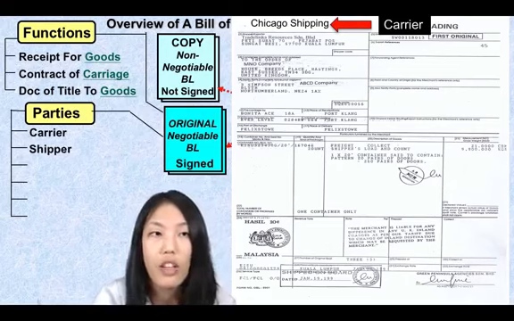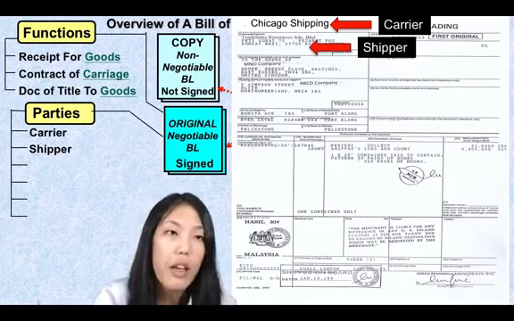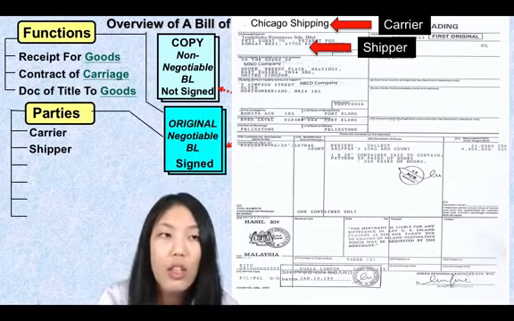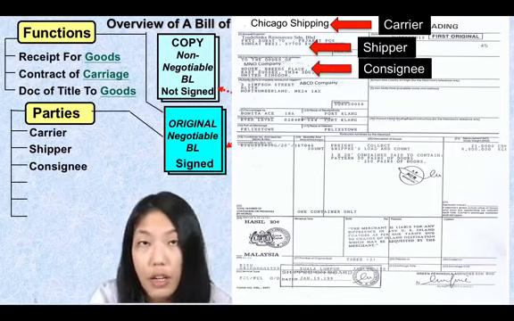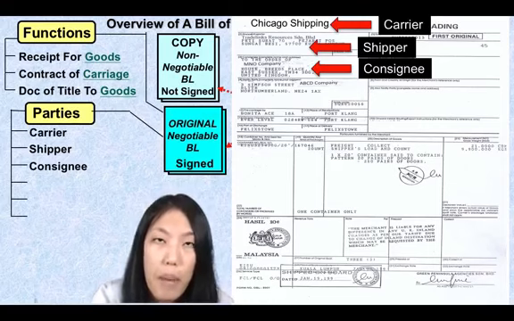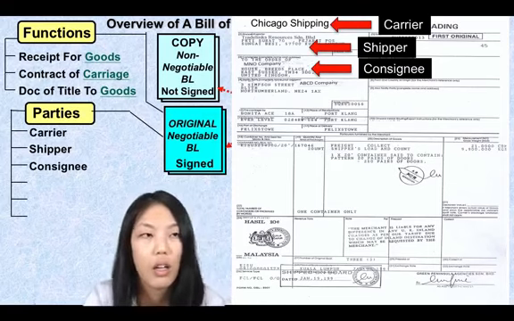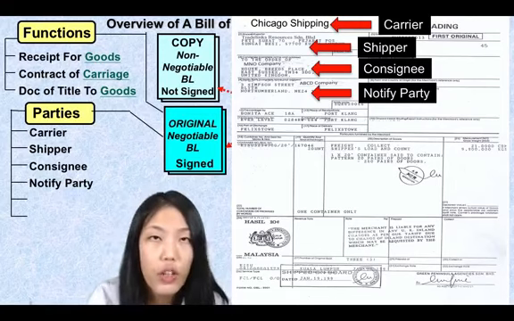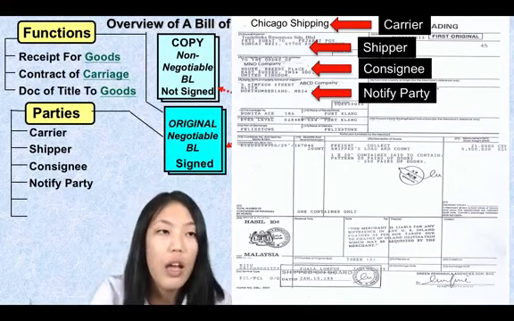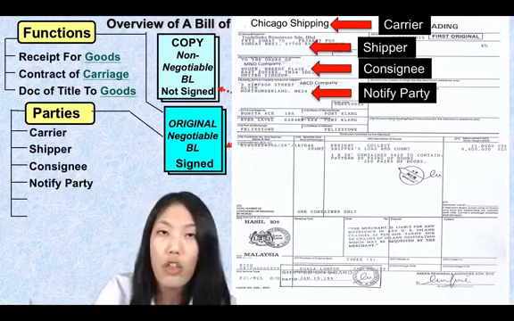Another party is the shipper. The shipper is the party that surrenders the goods to the shipping agent. Consignee, the party that is supposed to receive the goods. Notified party. Now this is a party who receives notification of a shipment's arrival and whose address appears on the shipping document.